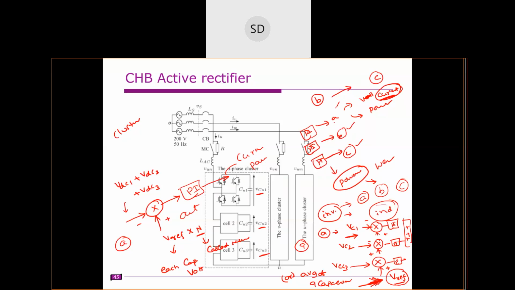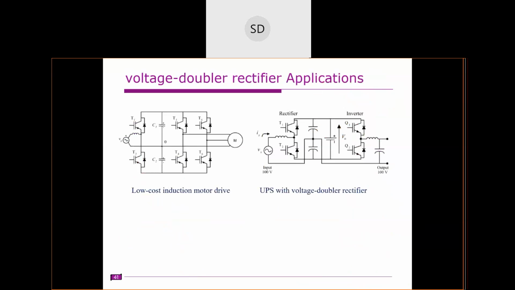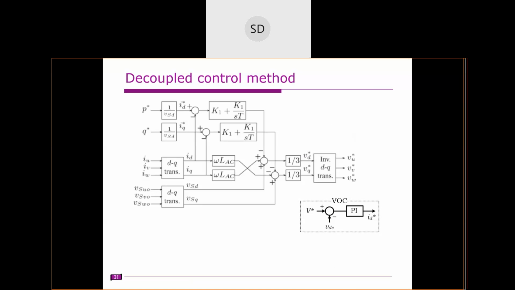Sir, how can we know that the output of the PI controller is current or power? That all depends on the other controller we have. Okay, we'll discuss it in the next class mostly. So this is the output, right? So far we have not discussed this. Right now we are discussing only this one.